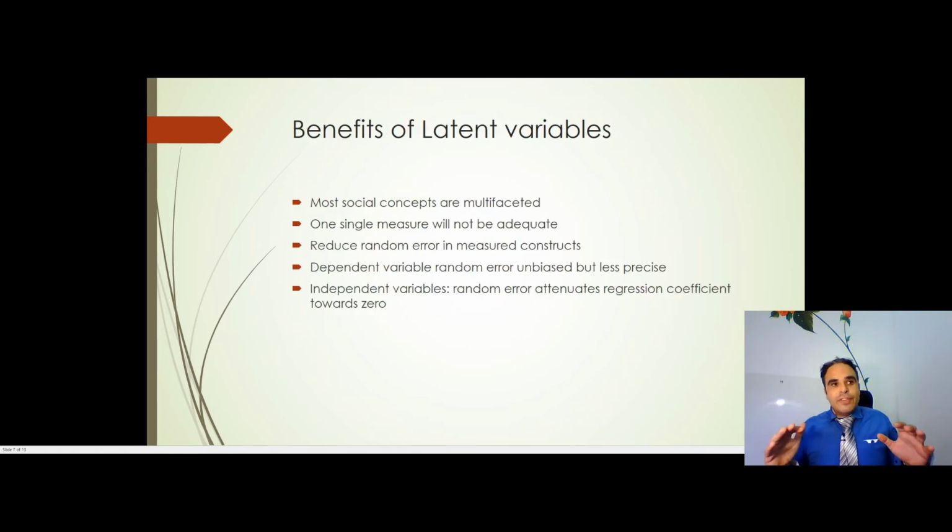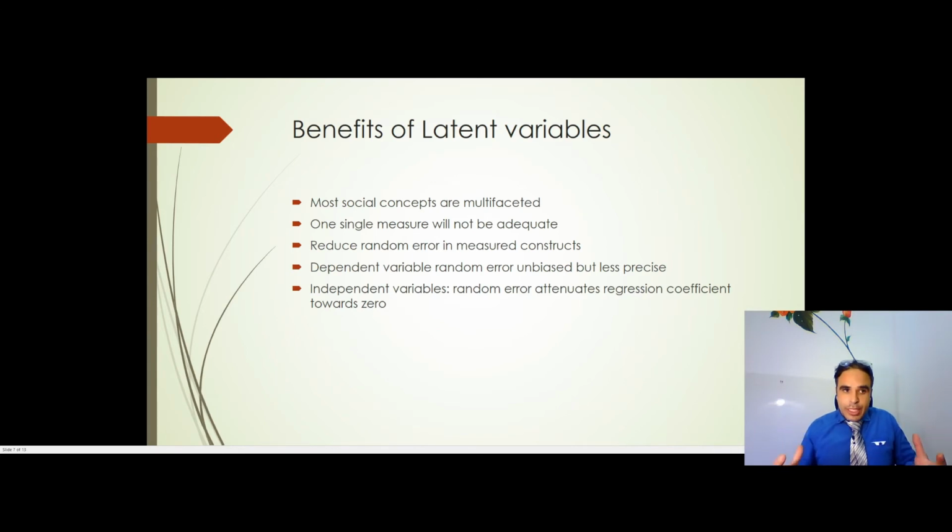The benefits of the latent variables, as I mentioned: most social concepts, like social power, for instance, are multifaceted and can be reflected in many observable variables. Intelligence, for instance, is one, social power is one, social capital is one, personality is another construct that can be measured through many observable variables.